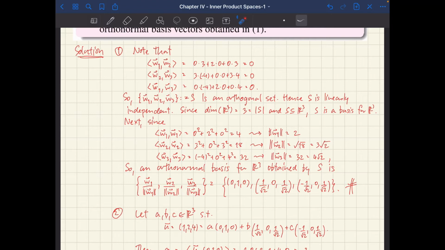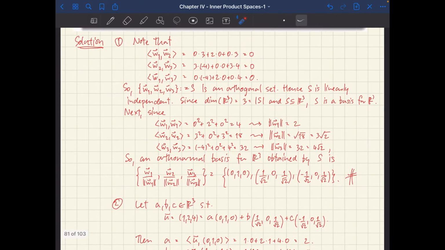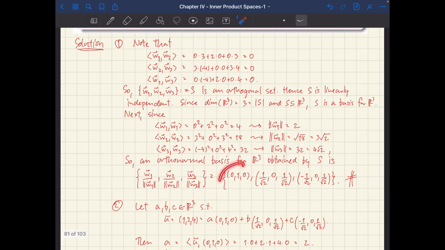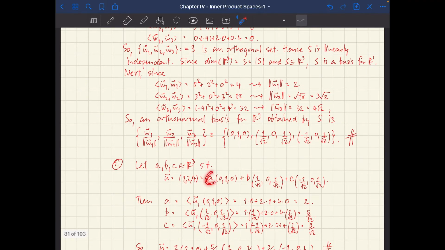For number 2, we need to express the vector u = (1, 2, 4) as a sum of these vectors. So how do we find it? When you need to find this, it is like finding the coordinate vector.